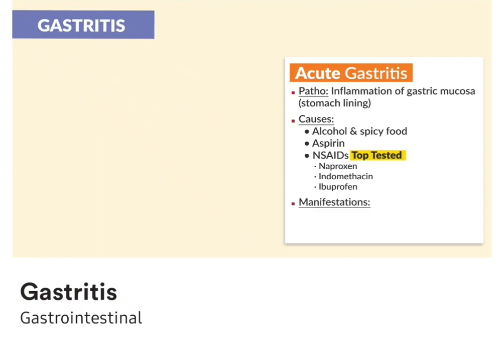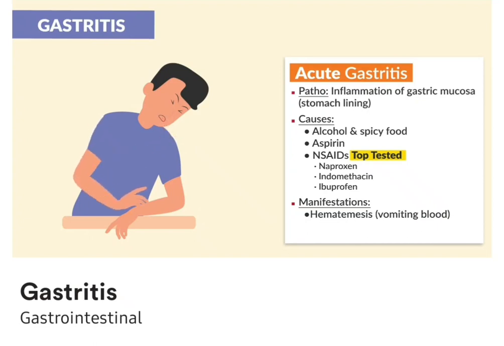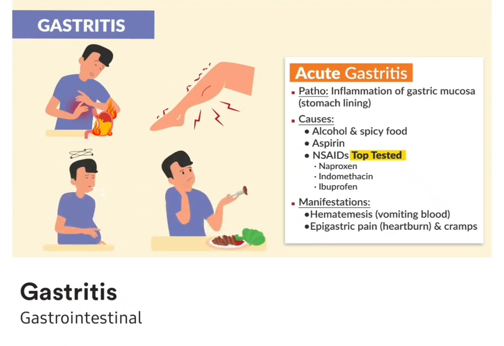Now for key manifestations to also write down. We see hematemesis, or basically vomiting blood, as well as epigastric pain, that heartburn, as well as cramps, among other signs like bloating and even loss of appetite.